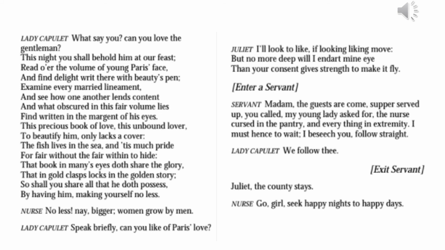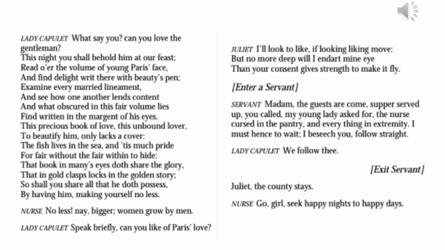Women grow by men. Okay, so here's our first example of the nurse being a bit rude and a bit bawdy. What she's implying is that a woman who marries may well become bigger because of that man, i.e. she's going to get pregnant and so her stomach will swell. Whether it's an appropriate comment to make to a young girl being asked if she can possibly think about marrying this man, I'm not quite sure. But the nurse is of that level of society where she doesn't have that understanding of what's right and what's wrong. So if she thinks something rude, she just goes on and says it.